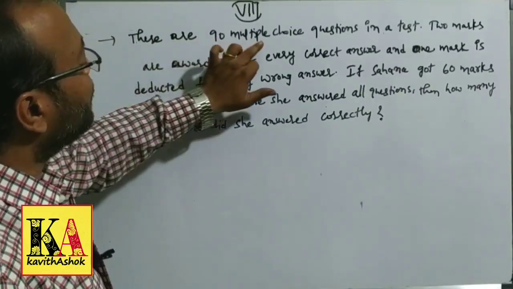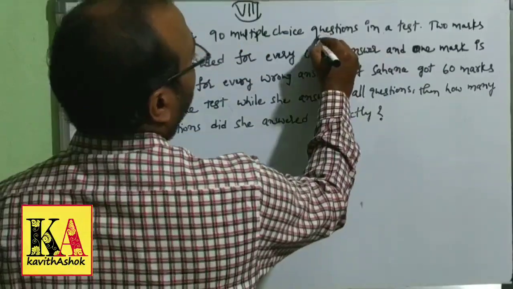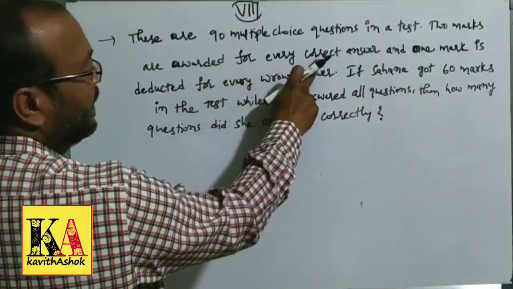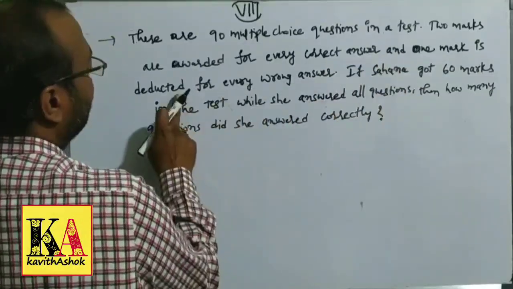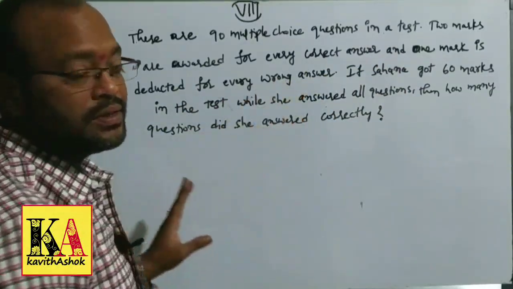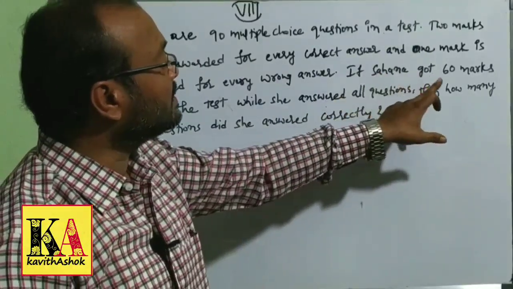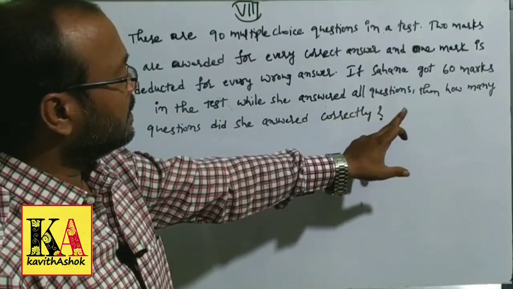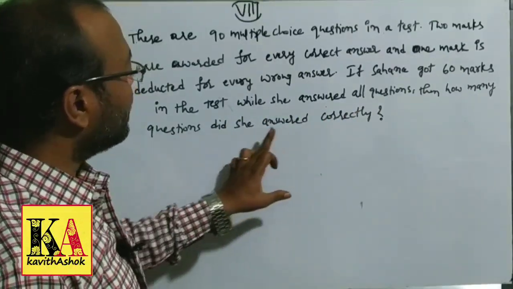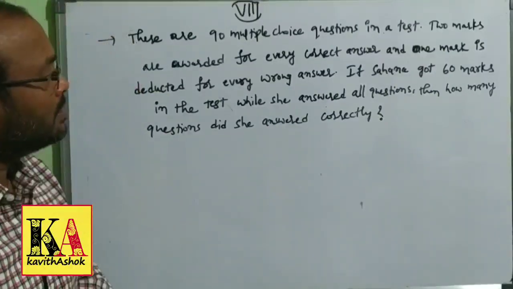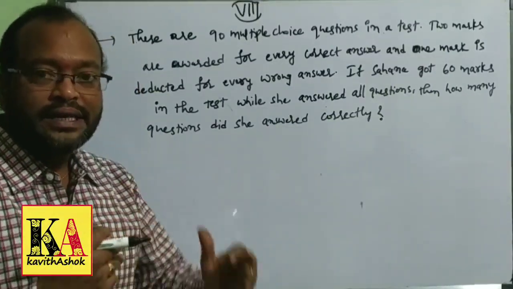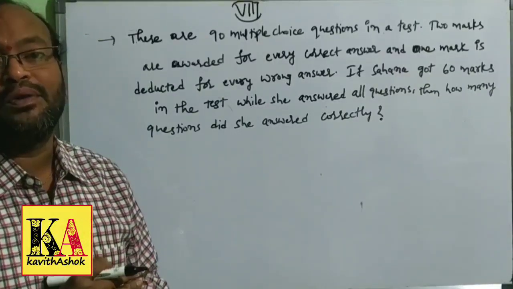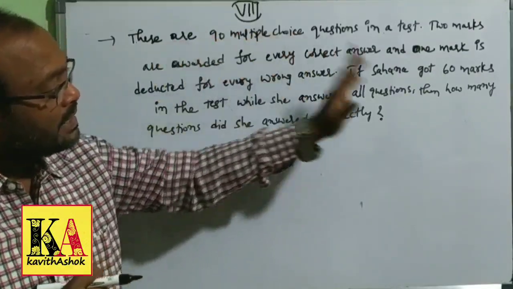There are 90 multiple choice questions in a test. 2 marks are awarded for every correct answer and 1 mark is deducted for every wrong answer. So if Sahana got 60 marks in the test while she answered all questions, then how many questions did she answer correctly? So here the thing is, if the answer is correct, we can get 2 marks. If the answer is wrong, 1 mark is deducted from the total score. So like that, she got 60 marks.